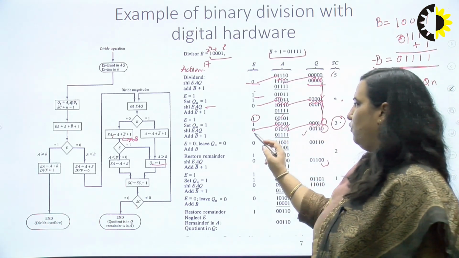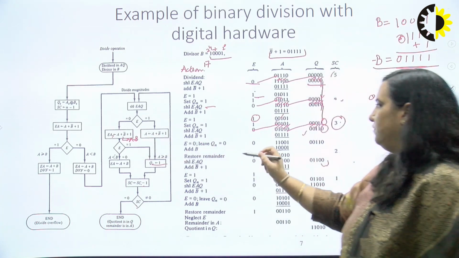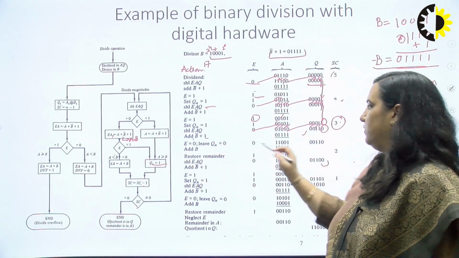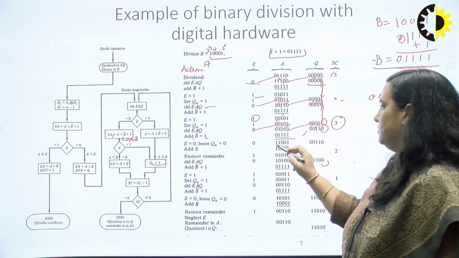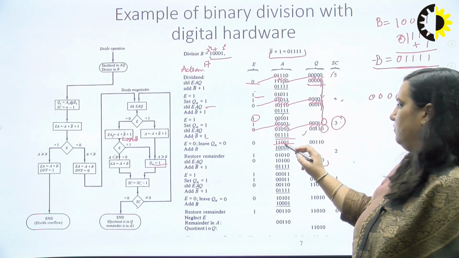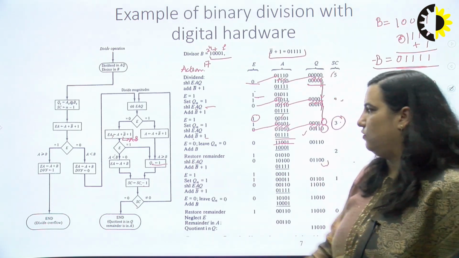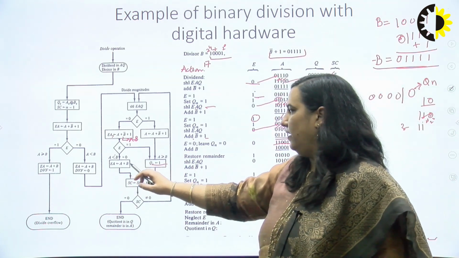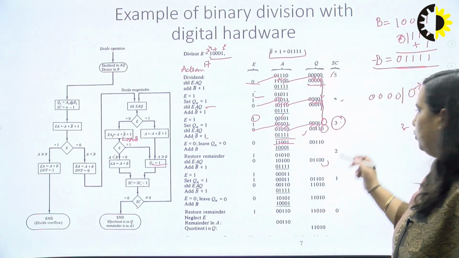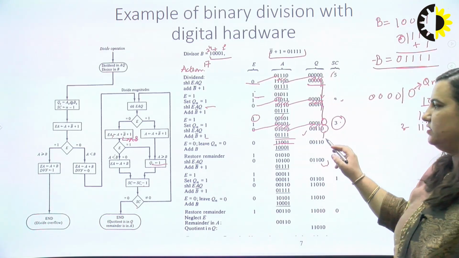we will check the value of E. E is equal to 0. So we will perform add B's complement plus 1 here. After adding this, we will get this value, and E is equal to 0 here. If E is equal to 0, then we will go to this part. In this part, we have to leave the Qn bit as it is. There is no change in the Qn bit.